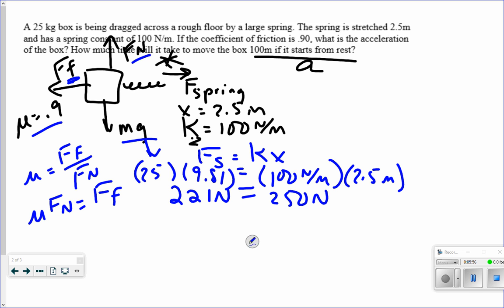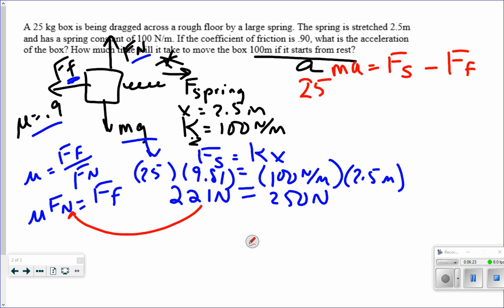So now let's consider the big picture. I know that the 221 newtons is the same, because they're equal and opposite to each other. There's no other forces going up and down. So let's consider mass times acceleration, or net force, is going to be equal to the bigger force, which is the spring force, minus the smaller force of friction here.